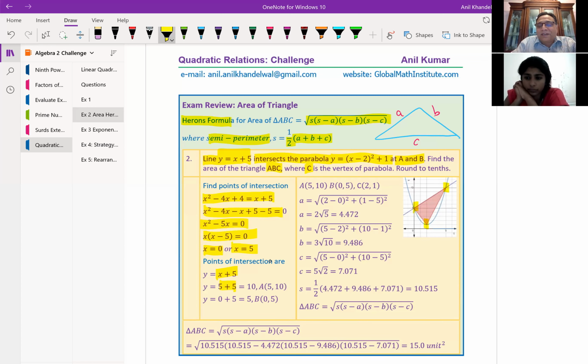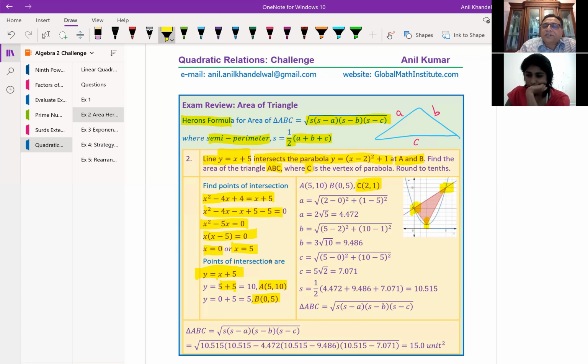Because that is simpler to calculate. So substitute 0 and 5 in the equation of the line, which is y equals x plus 5. You get the points A and B, which are shown in this particular diagram. A is (5, 10), and B is the y-intercept, (0, 5). Now, we know the vertex from the equation of the parabola itself. Vertex is (2, 1). So we know the third point C, which is (2, 1).